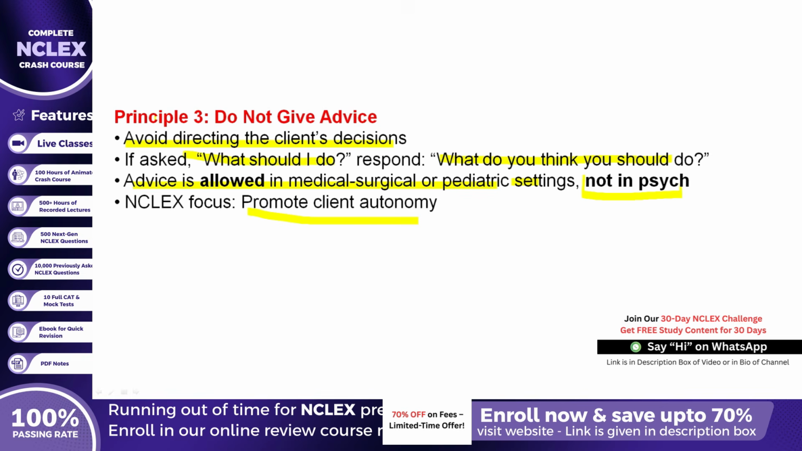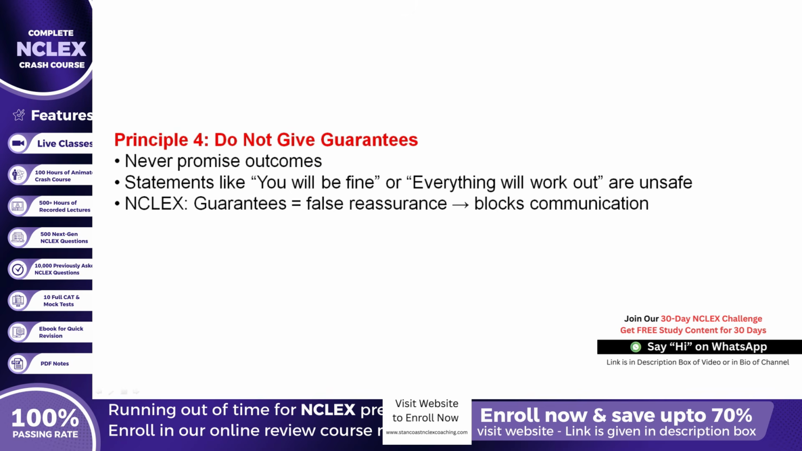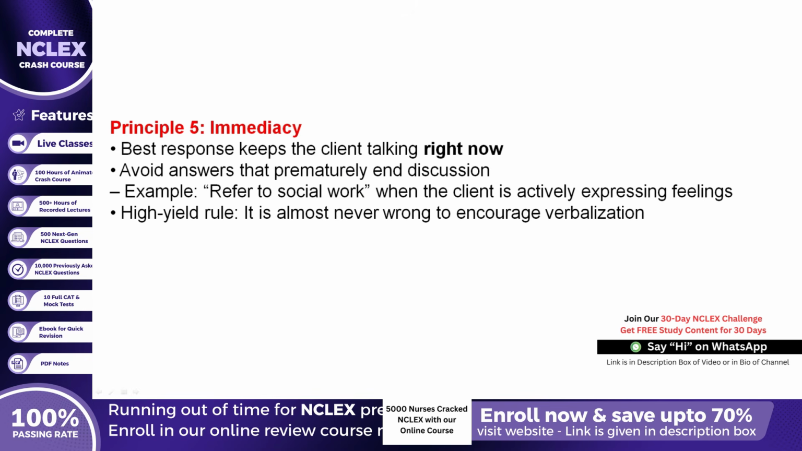Moving forward to Principle 4, we discuss why we do not give guarantees. We never promise outcomes. Statements like, "You will be fine" or "Everything will work out" are unsafe. And on the NCLEX, guarantees count as false reassurance, which blocks communication. And now, with Principle 5, we concentrate on the concept of immediacy. The best response keeps the client talking right now. We must avoid answers that prematurely end discussion, such as saying, "Refer to social work," when the client is actively expressing feelings. And the high-yield rule here is that it is almost never wrong to encourage verbalization.